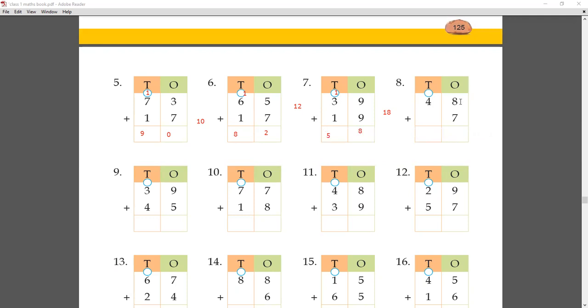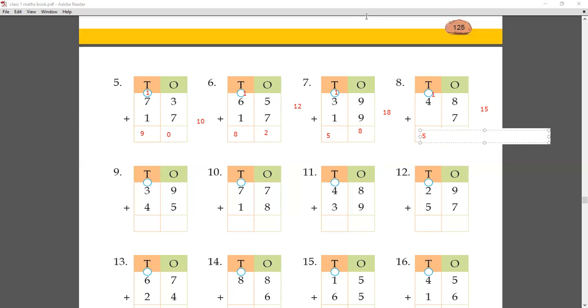Okay, now next is 8 plus 7. 8 plus 7, what is it? Yes, 8 and 7 more. 9, 10, 11, 12, 13, 14, 15. So what we write here? 15. And where we write 5 and where we write 1? We write 5 here and 1 here. And 1 plus 4 is equal to 5. So we write 5 here. Okay. I hope you all understood this.